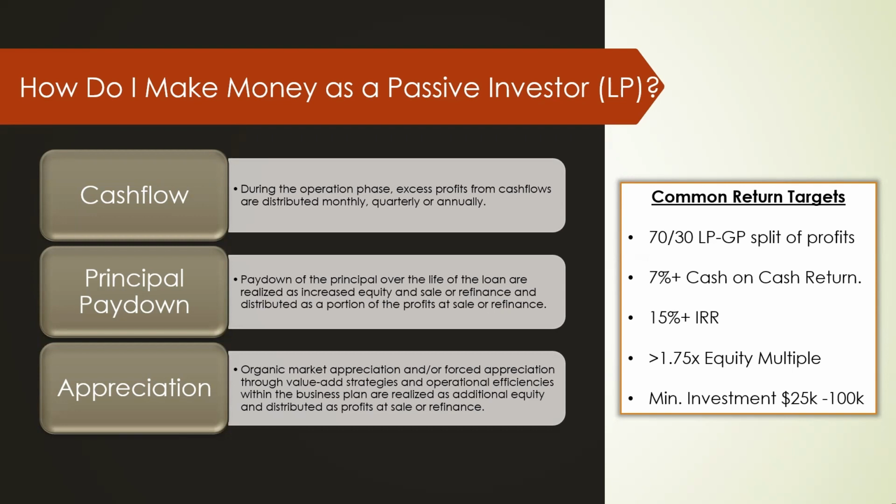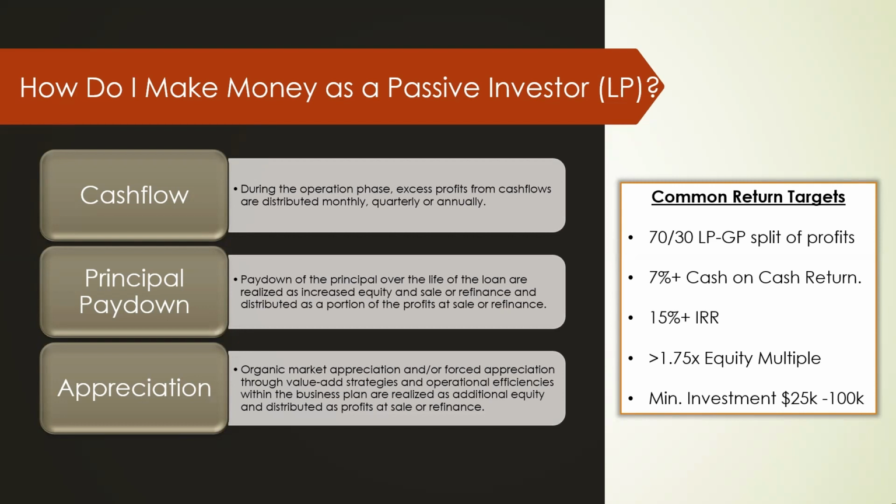The second way is through principal paydown. So just like any rental property, one of the beautiful things is as you're paying down that loan over the life of the investment, it's typically your tenants that are paying that down through the rent, things like that. So over the life of the investment, that principal balance pays down, and then is realized as increased equity at that liquidation event, either through the sale or refinance. And those profits are distributed accordingly to the limited partners and the general partners.